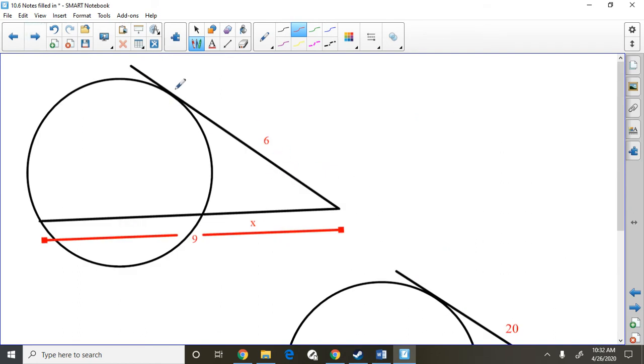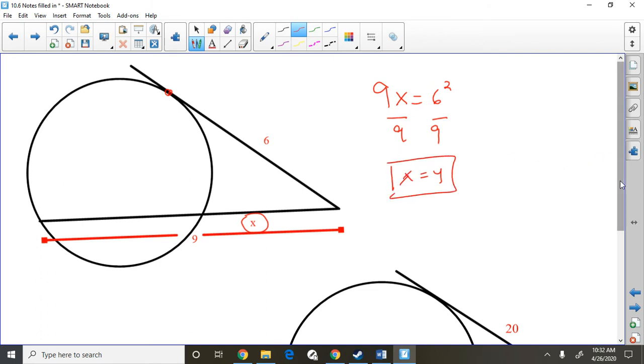In this picture, I have a tangent segment on one side and a secant segment on the other. It's secant segment times its external segment, the whole thing is 9, the external part is x, equals the tangent segment squared. Divide 36 by 9, and I get x equals 4.